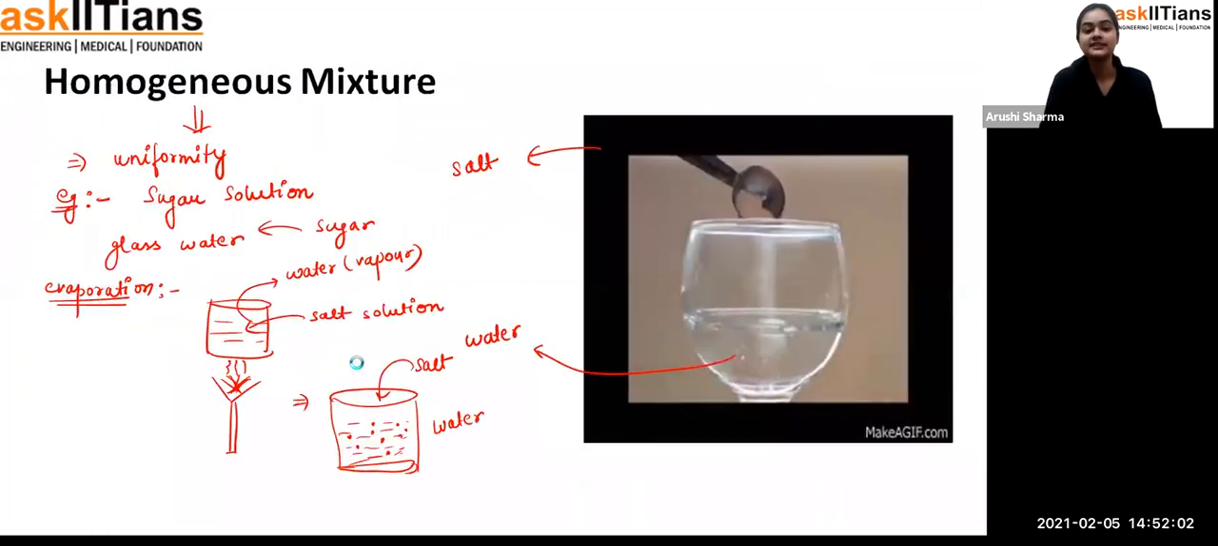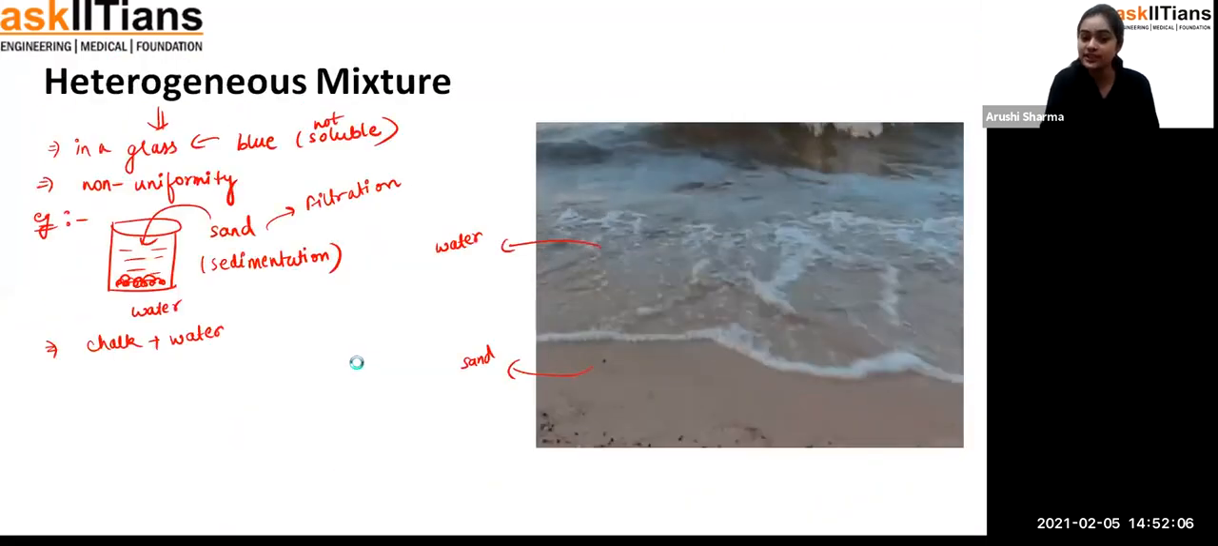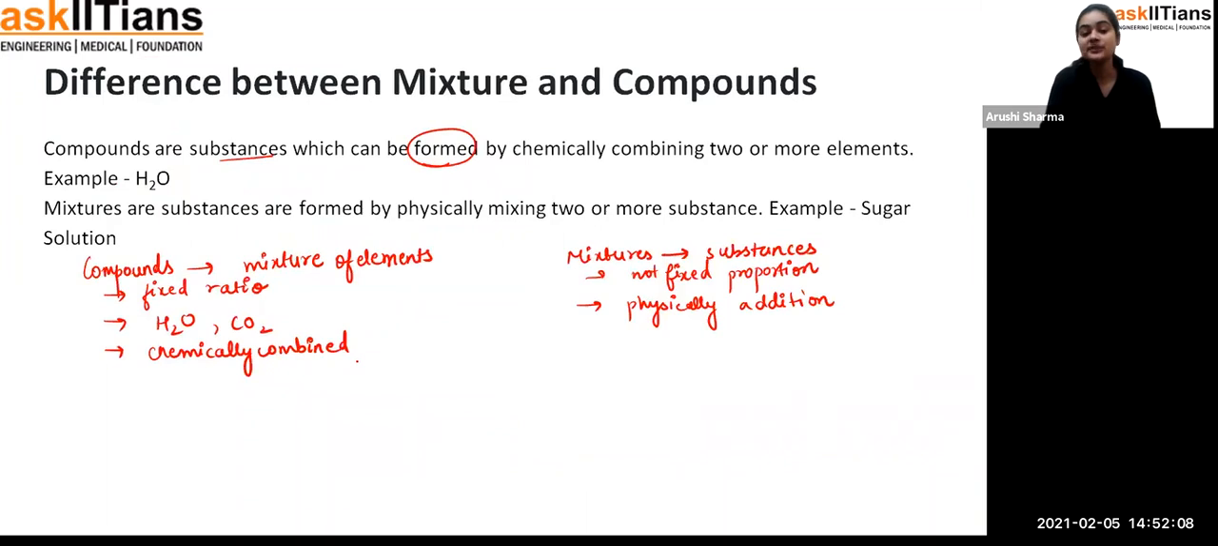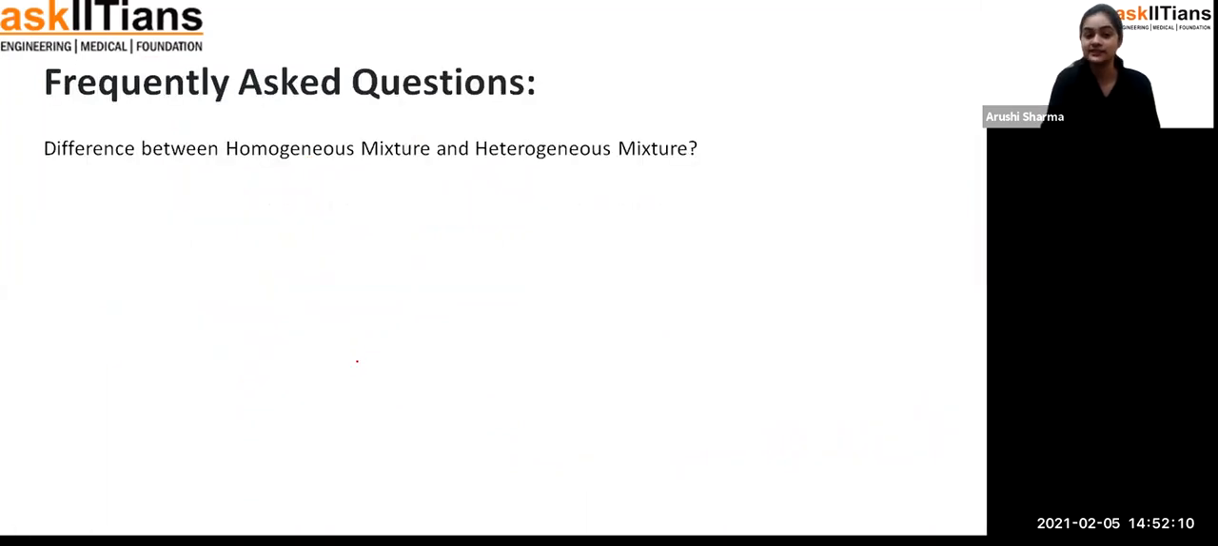So what we have discussed about the mixture, homogeneous mixture, heterogeneous mixture, difference between the mixture and compound. So we have discussed all such things. Now there is one question: the difference between the homogeneous mixture and the heterogeneous mixture. So what's the difference between these two?